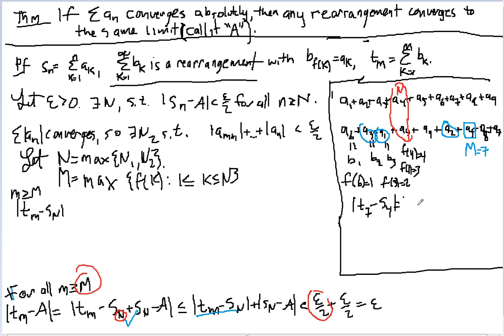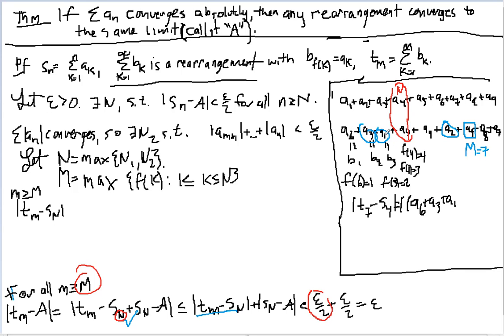And so what does this look like over here? My capital N in this example is 4. A little m bigger than or equal to big M is, let's just pick 7. So what's this going to look like? Well, T7 is equal to A6 plus A3 plus A1.